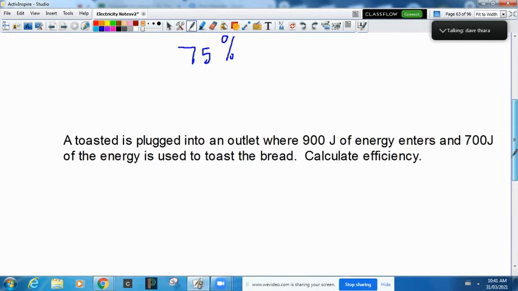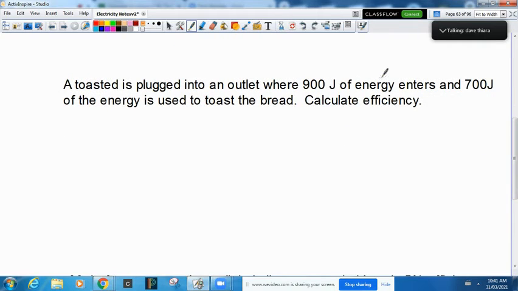Let's try the next one. A toaster is plugged into an outlet where 900 joules of energy enters and 700 joules is used to toast the bread. Calculate efficiency. So once again, energy output, 700, divided by energy input, 900, or in my case, I say small divided by large, times 100%, tells me my efficiency is 77.8%.